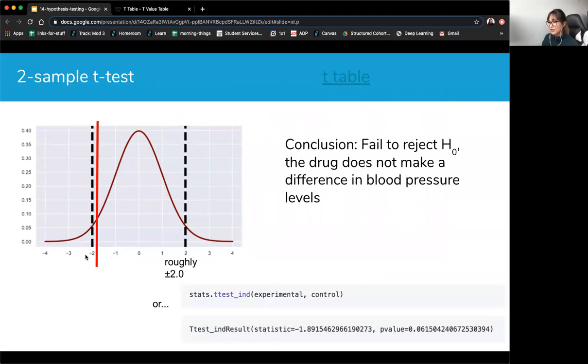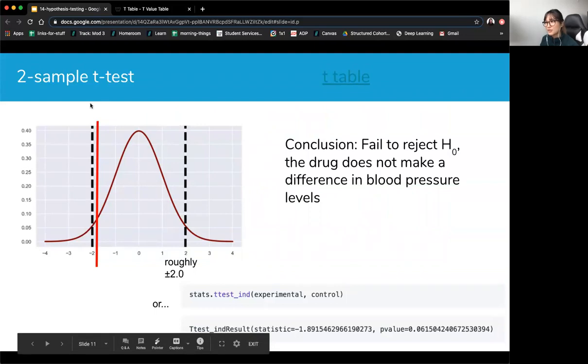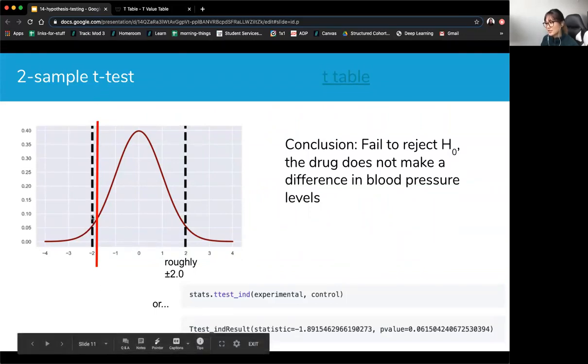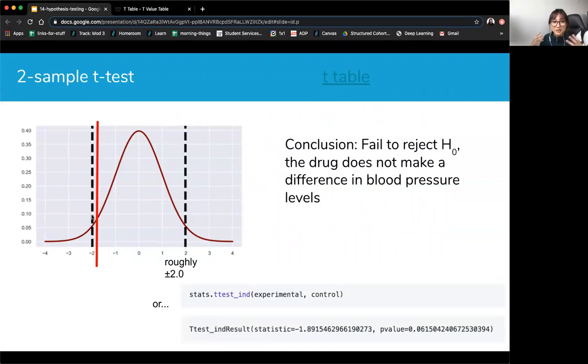So what we had here, these black lines are our critical values, and this red line is where our t-statistic is. And as you can see, our t-statistic of -1.89 actually falls within the non-rejection region. So therefore, we fail to reject the null hypothesis, and the drug does not make a difference in blood pressure levels. In other words, that 9.8 difference in the blood pressure levels in the two groups is not significant enough for the drug to have an effect.